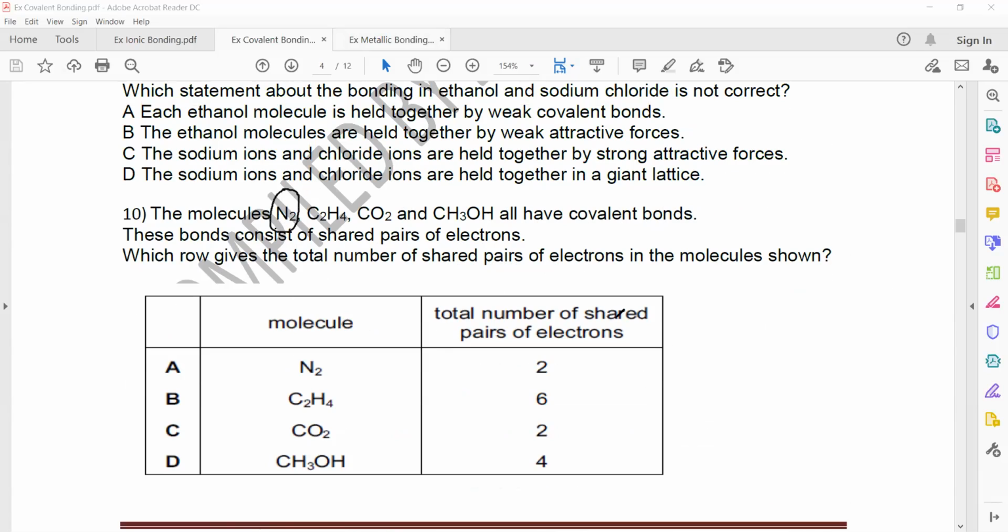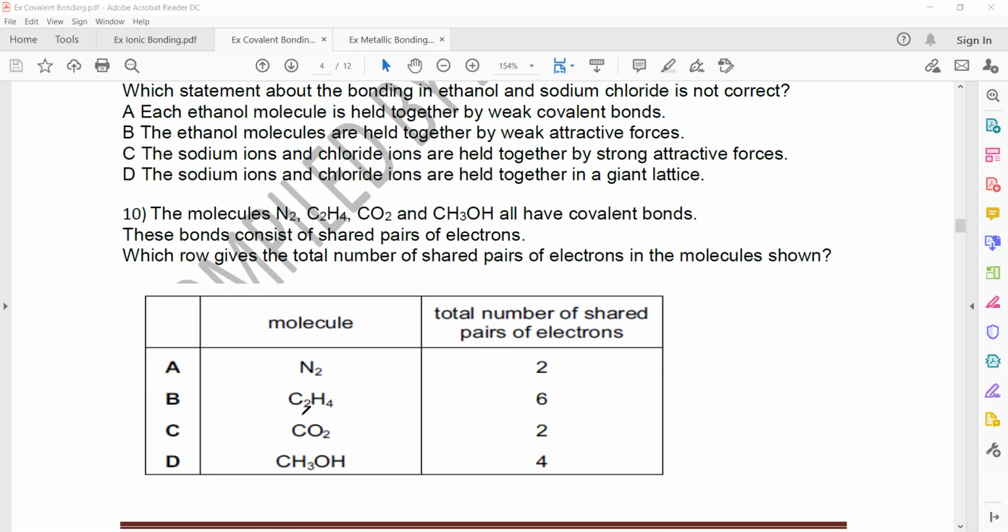First, we have to draw the structure of N2. Nitrogen belongs to group 5, so each nitrogen will share 3 electrons. If each nitrogen is sharing 3 electrons, how many pairs of electrons are there? 1, 2, and 3. So how many pairs are there? 3, not 2. So this cannot be the answer, because 2 electrons make 1 pair. So this is 1 pair, 2, and 3. So 3 pairs are there, not 2. So this cannot be the answer.